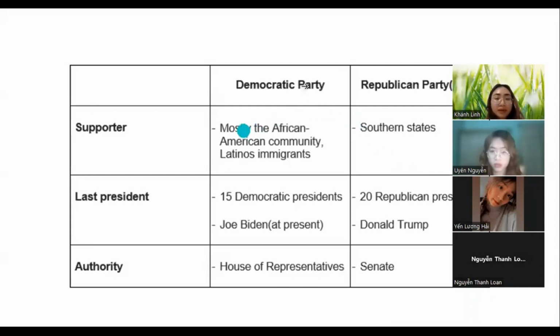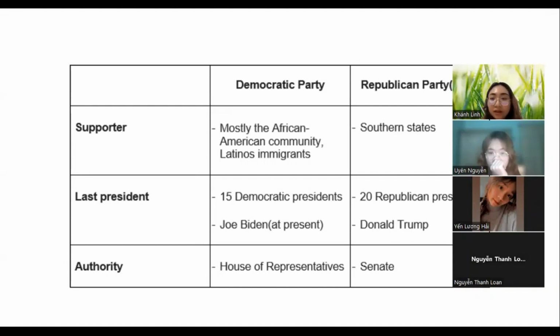Yeah, and the last three factors, the three differences in supporters, last president, and authority, I want to mention. So for the Democratic Party, in American history, there have been 15 Democratic presidents. The first president was Andrew Jackson, in power from 1829 to 1837. And the last Democratic president was Joe Biden, as you see.